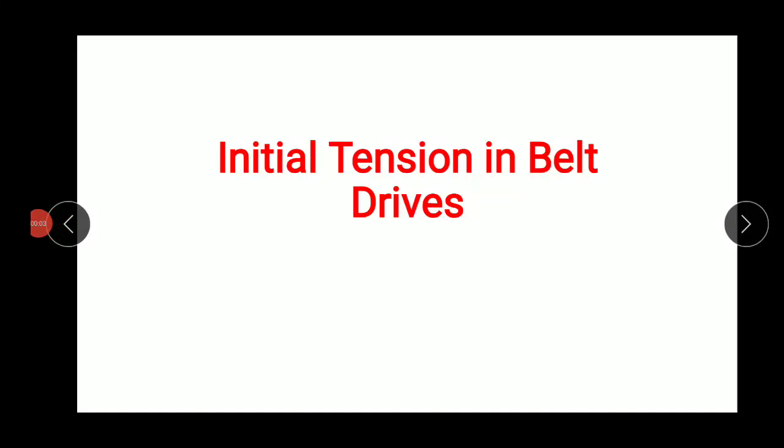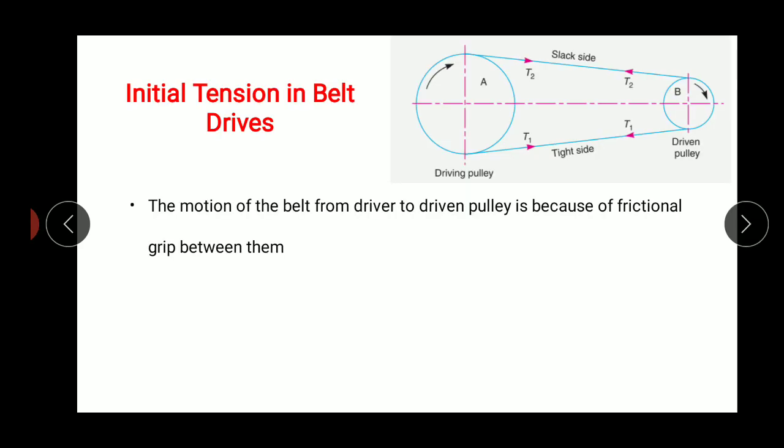Welcome back, dear all, in our next session on initial tension in the belt drives. So, we already know about the belt drives. One is the driving pulley, which is connected with the driving motor, and the other one is the driven pulley, which is connected with the driven shaft. So, the belt passes from the driving pulley over the driven pulley.